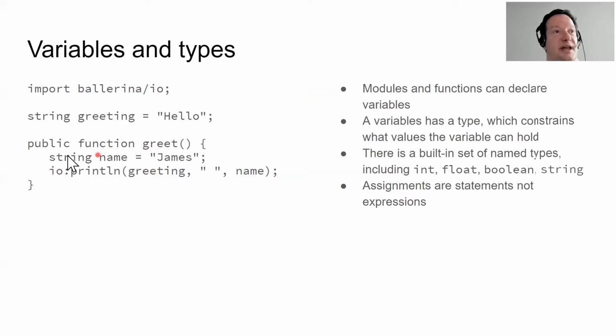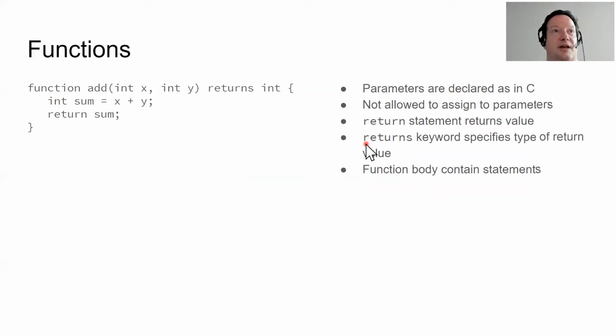One thing to note here is that unlike C and C++, our assignments are statements and not expressions, so you can't do the if x equals y equals thing that you see in C. Okay, so this now makes a little bit more sense. We can define parameters to have types, and this is how you do functions I talked about just earlier.